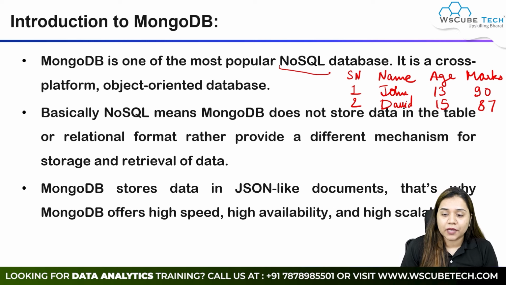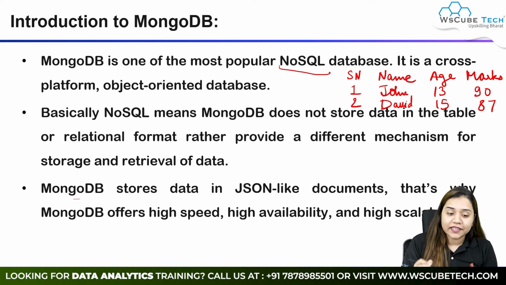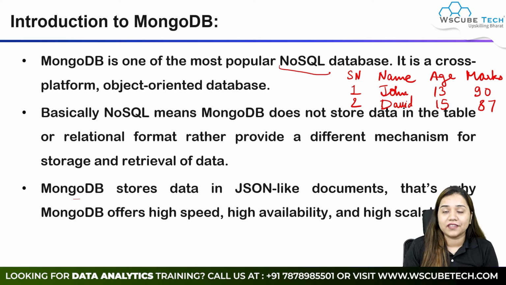But if I talk about MongoDB, in MongoDB the data gets stored in the format of a document. So here it is given that MongoDB stores data in JSON-like documents. Now what is JSON-like? Just like how in JSON we talked about the data going in the format of dictionaries, similarly here also the data goes in the format of a document. So here it is not limited to any horizontal limit.